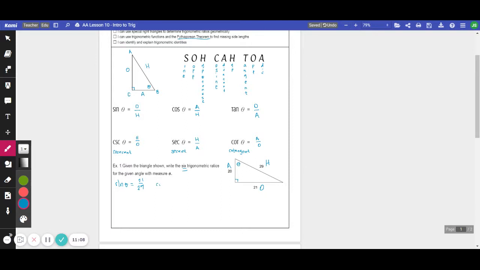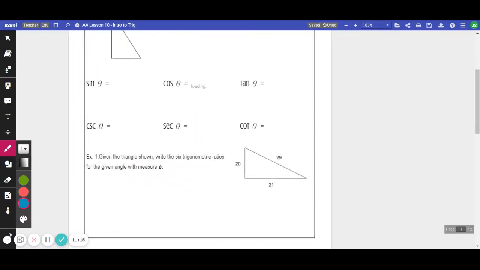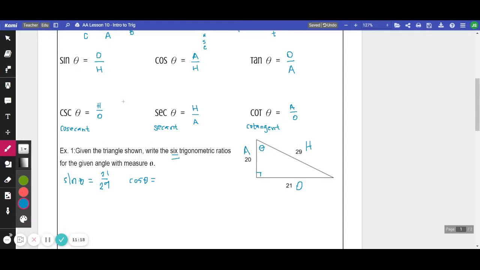Let's do cosine. The cosine of theta equals, so again, you look back up. I need to make it a little bigger. Look back up here. Cosine is the length of the side adjacent, so that's 20, divided by the hypotenuse. How long is the hypotenuse? 29.